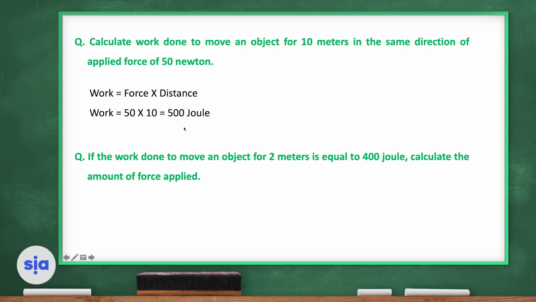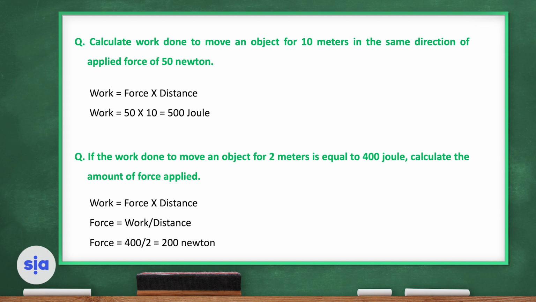Another question. If the work done to move an object for 2 meters is equal to 400 joule, calculate the amount of force applied. The same equation, work equals force times distance. This means that force equals work divided by distance. Force equals 400, which is the work, divided by 2, which is the distance, equals 200 Newton.